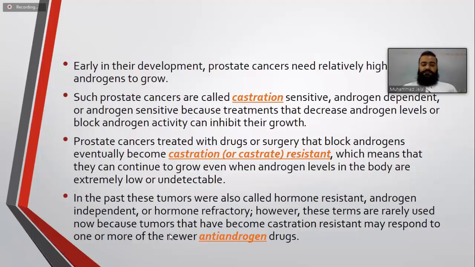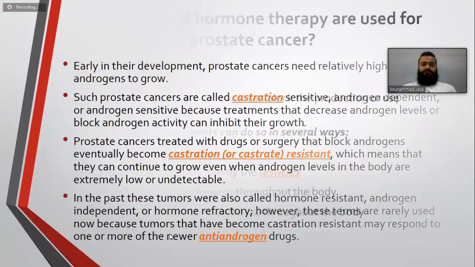Prostate cancer treated with drugs or surgery that block androgens eventually becomes castration or castrate resistant, which means that they can continue to grow even when androgen levels in the body are extremely low or undetectable. In the past, these tumors were also called hormone resistant, androgen independent, or hormone refractory. However, these terms are rarely used now because tumors that have become castration resistant may respond to one or more of the newer anti-androgen hormones.